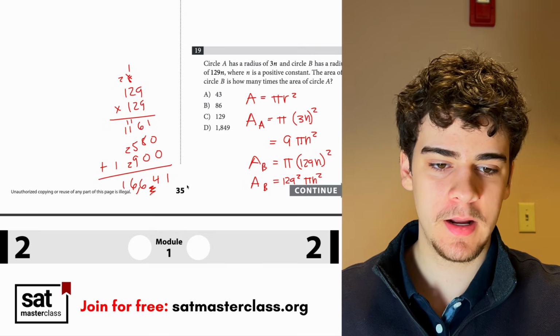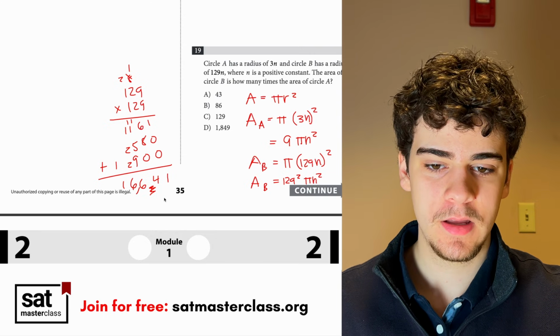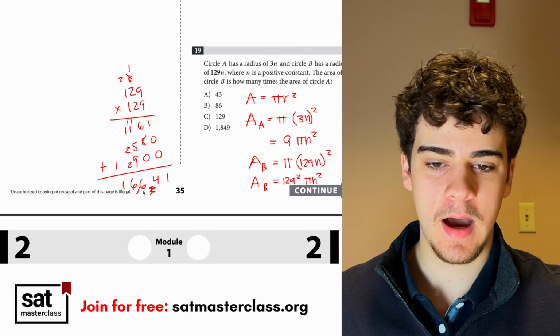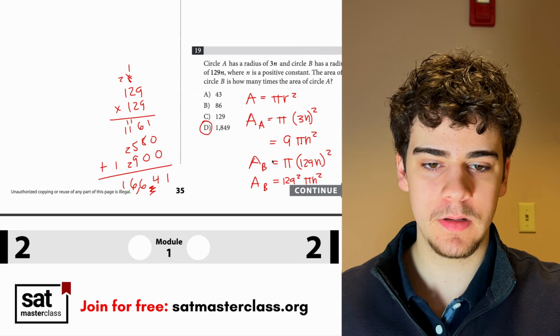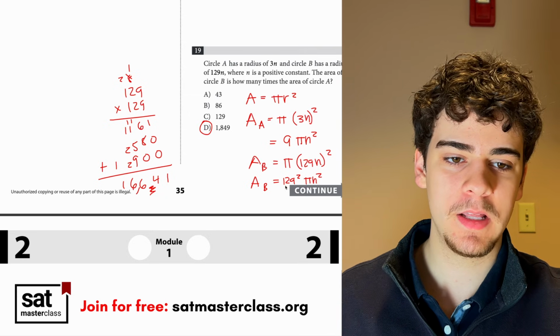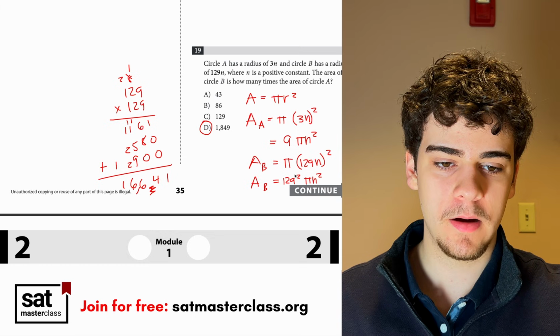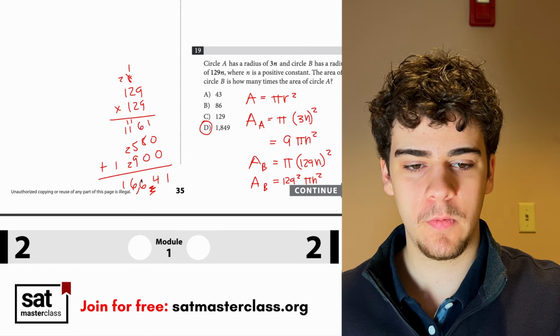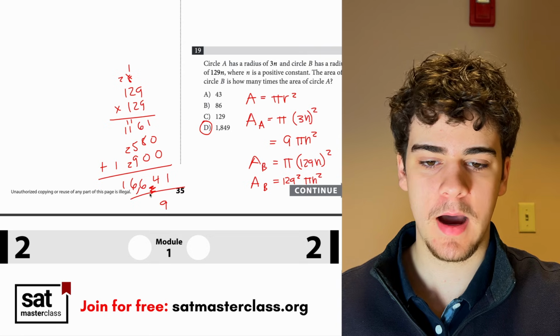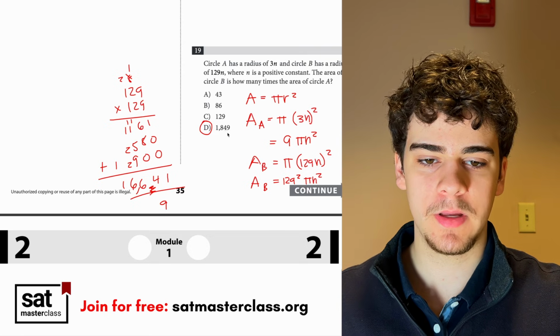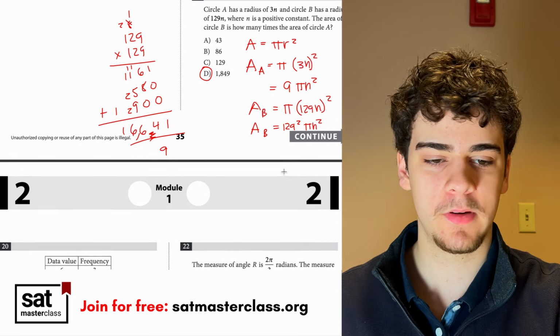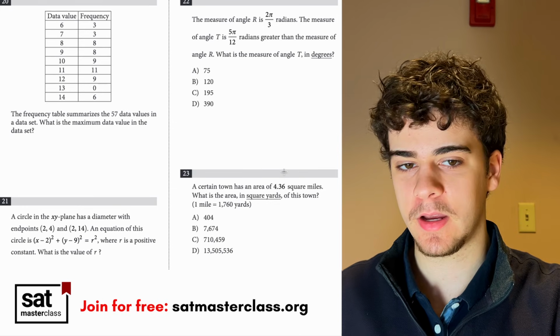So 129 squared is going to be 16,000. So let's see, if we divide that by 9, that would make sense. It would be about D. So we're trying to figure out how many times the area is for B. So we're basically figuring out what this over 9 is. So that makes sense. That would probably be close to 1849. Once again, when you have a calculator, it'll probably be a lot easier to actually check.